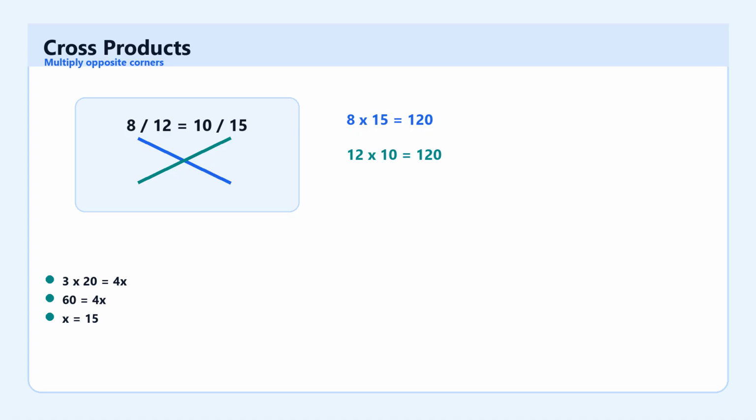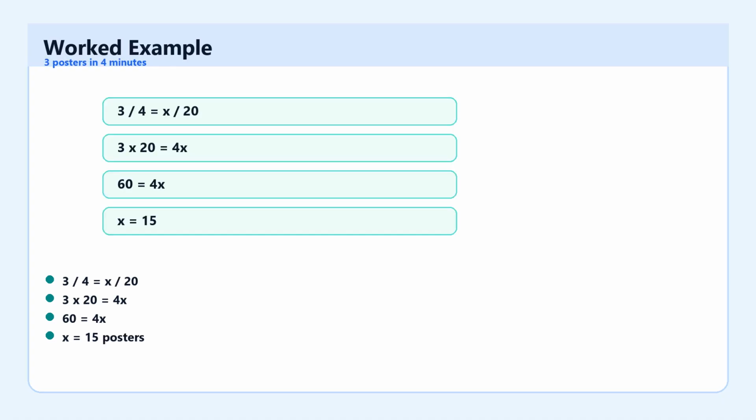Try a real situation. A printer makes 3 posters in 4 minutes. At the same rate, how many posters can it make in 20 minutes? Set up posters over minutes. 3/4 equals x over 20. Cross-multiply to get 3 times 20 equals 4x. That gives 60 equals 4x. So x equals 15 posters.